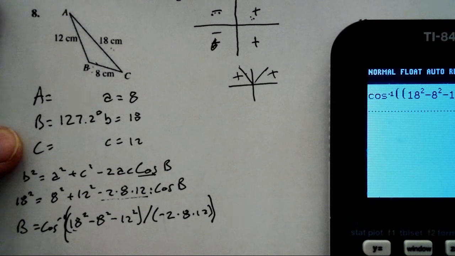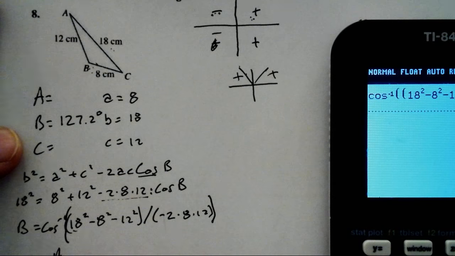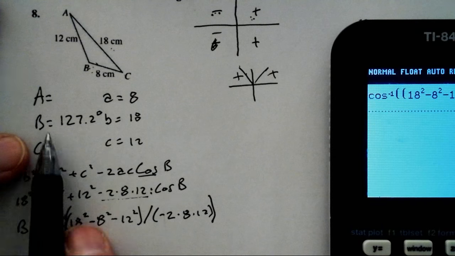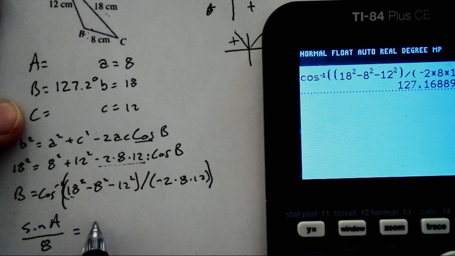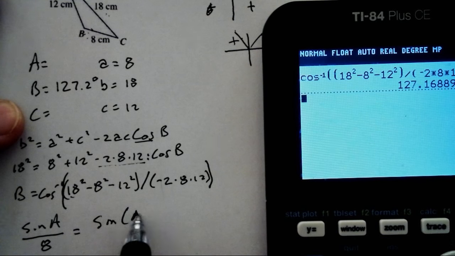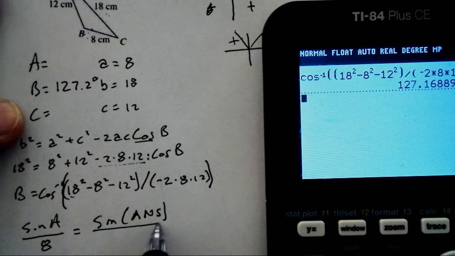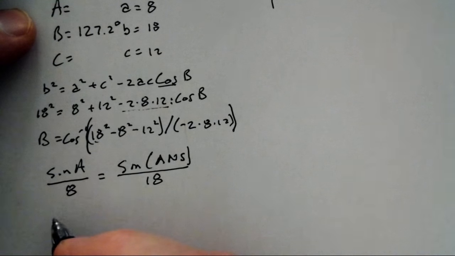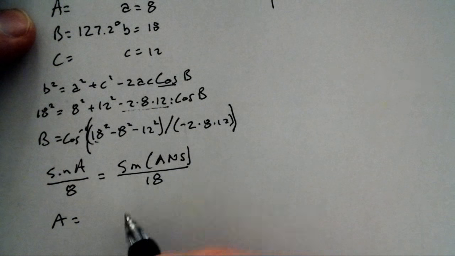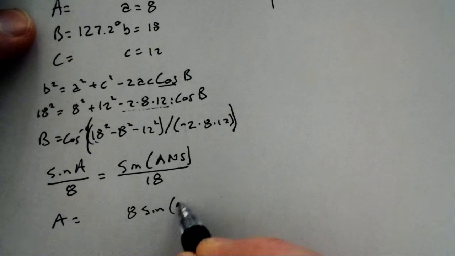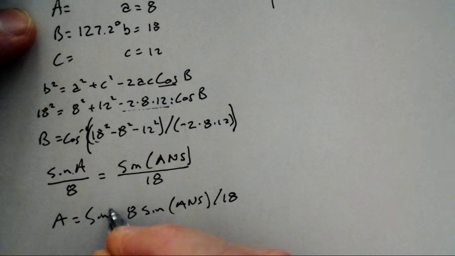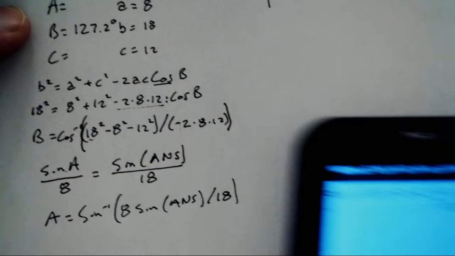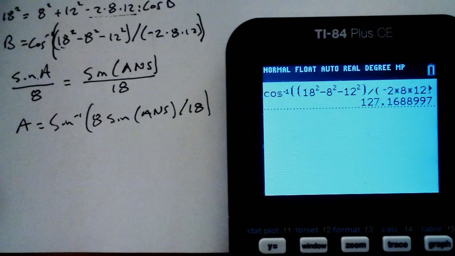So I'm going to find angle A. So that's going to be the sine of angle A on 8 equals the sine of angle B. Now, that angle B answer is a little bit of an error. It's rounded. So I'm going to use the sine of ANS. We'll come back and talk about that if you haven't used that before. All on 18. So angle A equals, I would multiply 8 across. It would join sine of this ANS thing divided by 18, but then I'd have to get rid of sine, so sine inverse of all of that. Okay, let's get that entered and let's talk about that ANS.